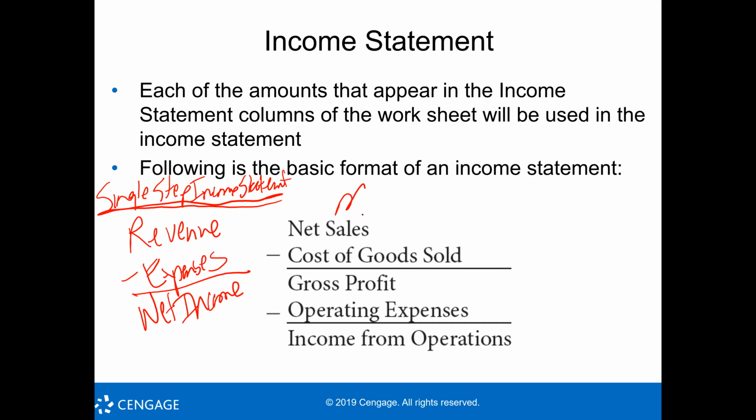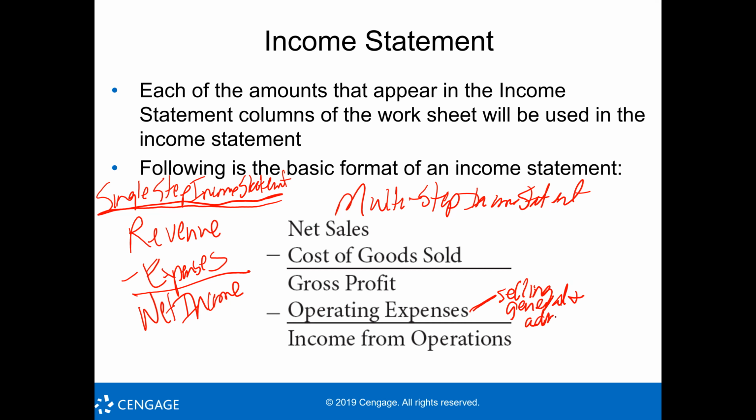With this multi-step income statement now, that's what we're looking at here, we've got a couple more steps because we're going to take net sales minus cost of goods sold. That's going to give us gross profit. And then we take gross profit minus operating expenses. Operating expenses are like the selling, general, and administrative expenses.